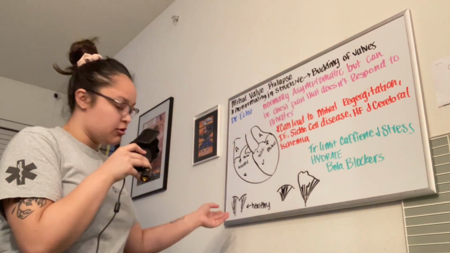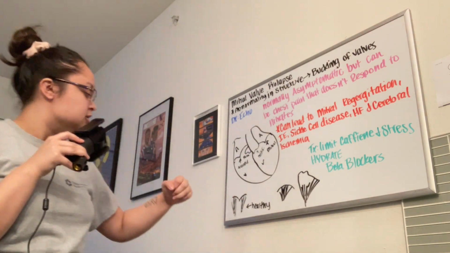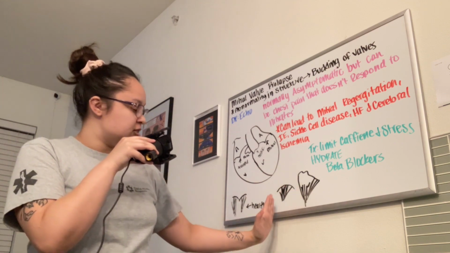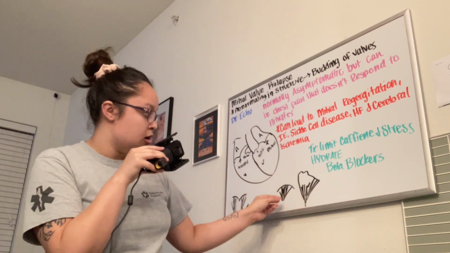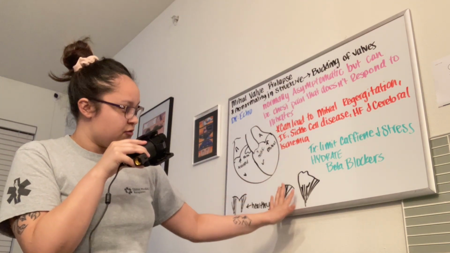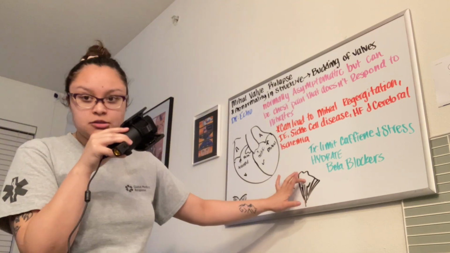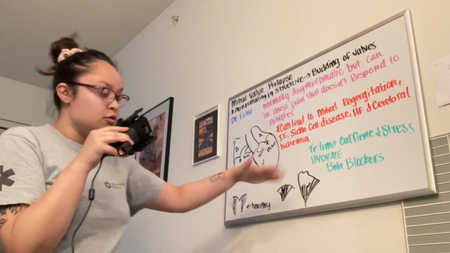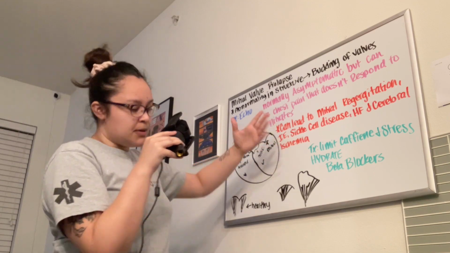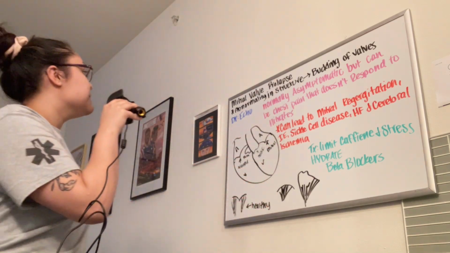And here I drew my old healthy valve that looks good. And here's a prolapse valve. So as you see, all these papillary muscles are connected here. And then with the prolapse valve, you may have a few that are connected, but there's a prolapse where the other ones are not connected. So it's completely like a buckling of a valve. It's not closing like it's supposed to, right?